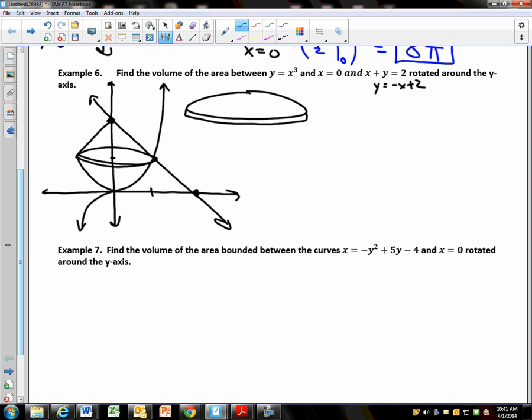So we have to set up 2 integrals. Two different functions generate the outside portion. Right now, the outside is generated by x plus y equals 2. And then here, the outside is generated by y equals x to the third. Now, really quick, is the thickness dx or dy? dy. It's a vertical thickness because we sliced it the way we did. So therefore, everything has to be written in terms of y.